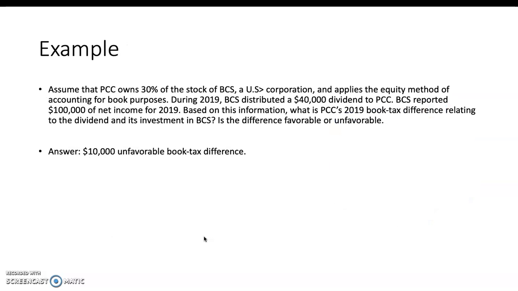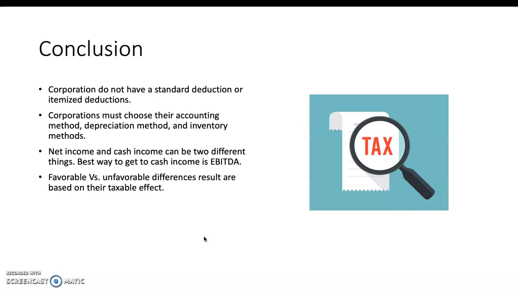An example: assume that PCC owns 30% of the stock of BCS, a U.S. corporation, and applies the equity method of accounting for book purposes. During 2019, BCS distributed a $40,000 dividend to PCC. BCS reported $100,000 of net income for 2019. Based on this information, what is PCC's 2019 book tax difference relating to the dividends and its investment in BCS? Is the difference favorable or unfavorable? The answer is a $10,000 unfavorable book tax difference.